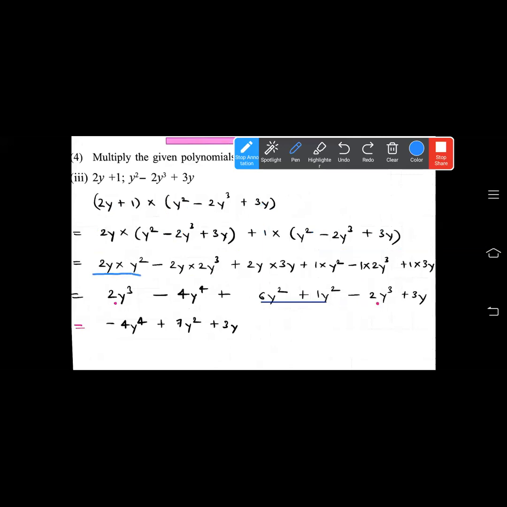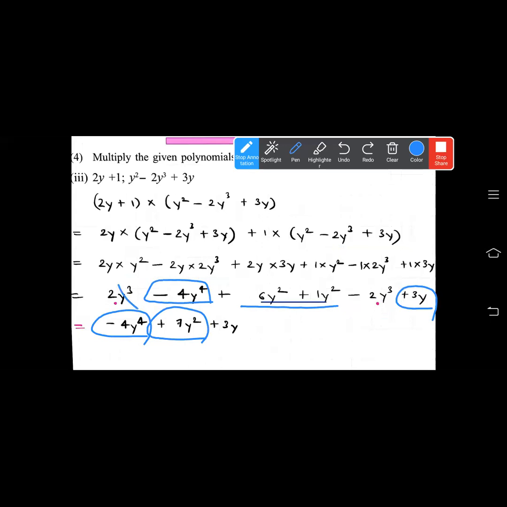So you get this, this, this, and plus 1 multiplied by the same, so you will get the same polynomial over here. After completing this, you have to keep the like terms together. So here, which are the like terms? 2y cube minus 2y cube. This will get cancelled. Then minus 4y raised to 4 is there. You will write it over here. Plus 6y square plus 1y square will become plus 7y square. And what is left? Plus 3y is left.